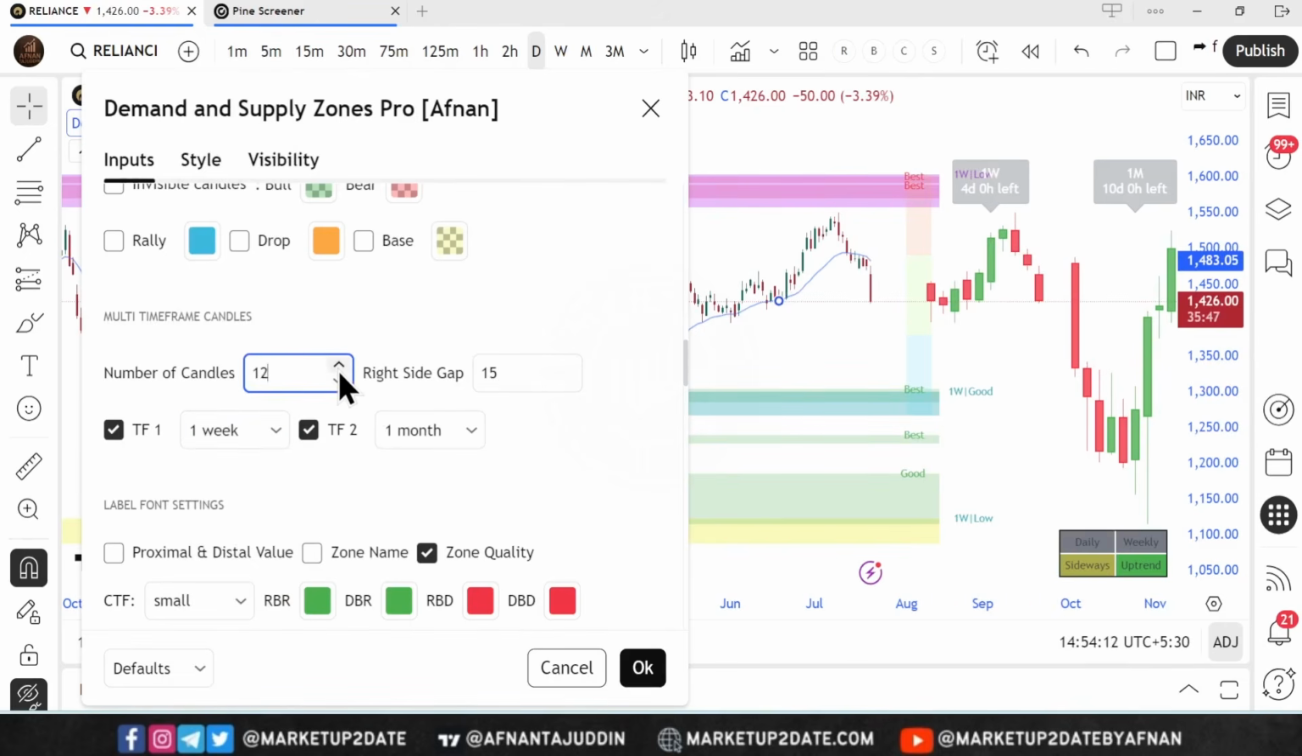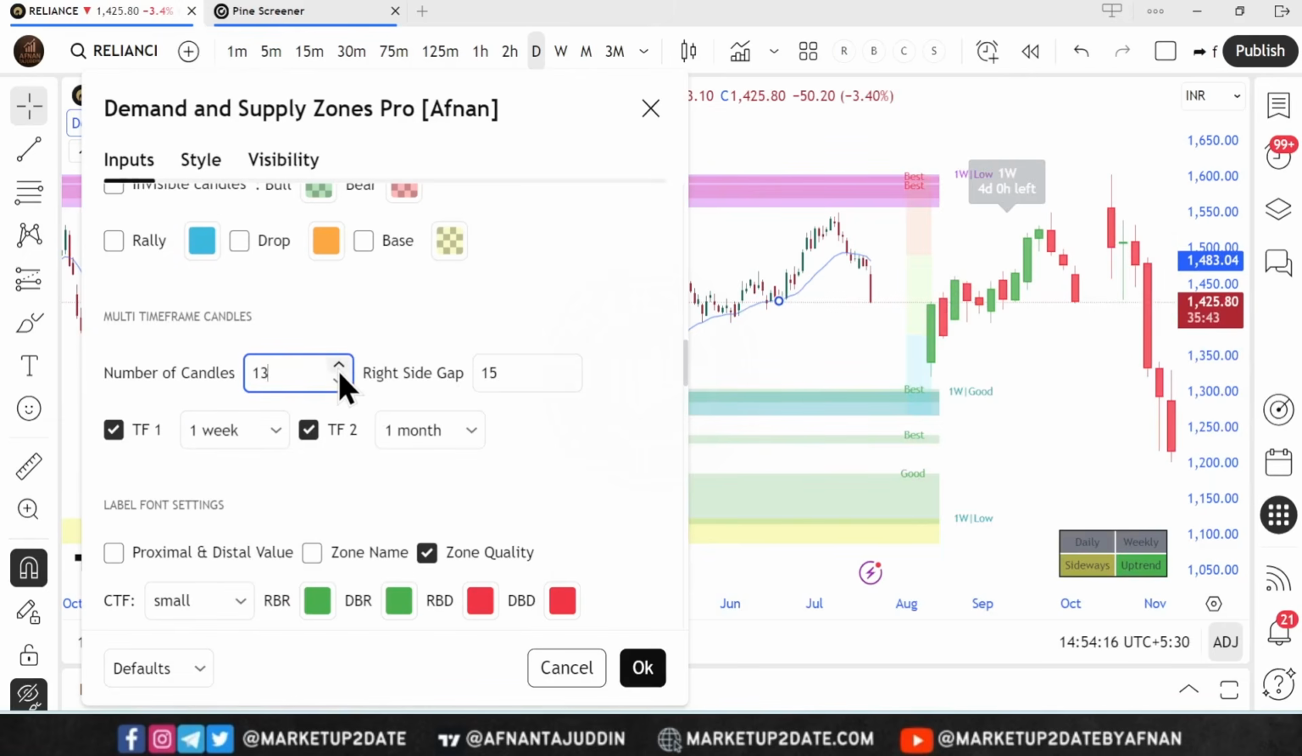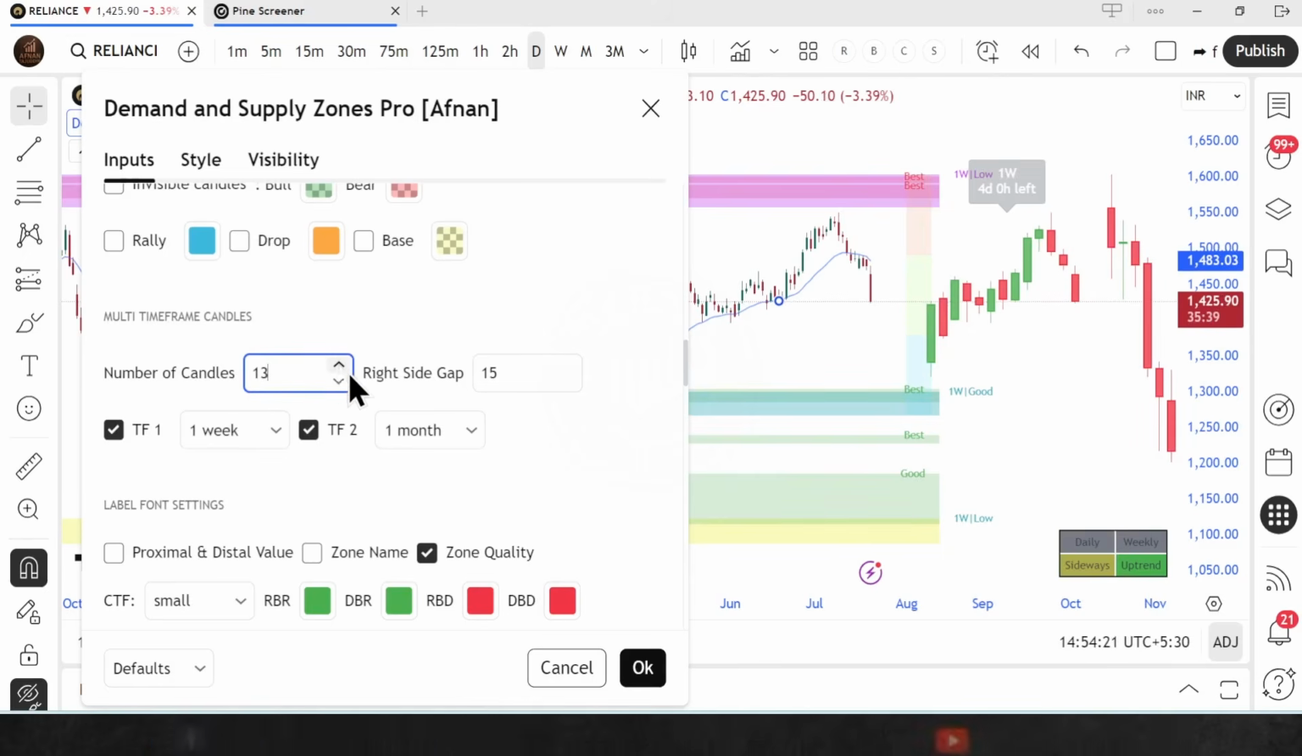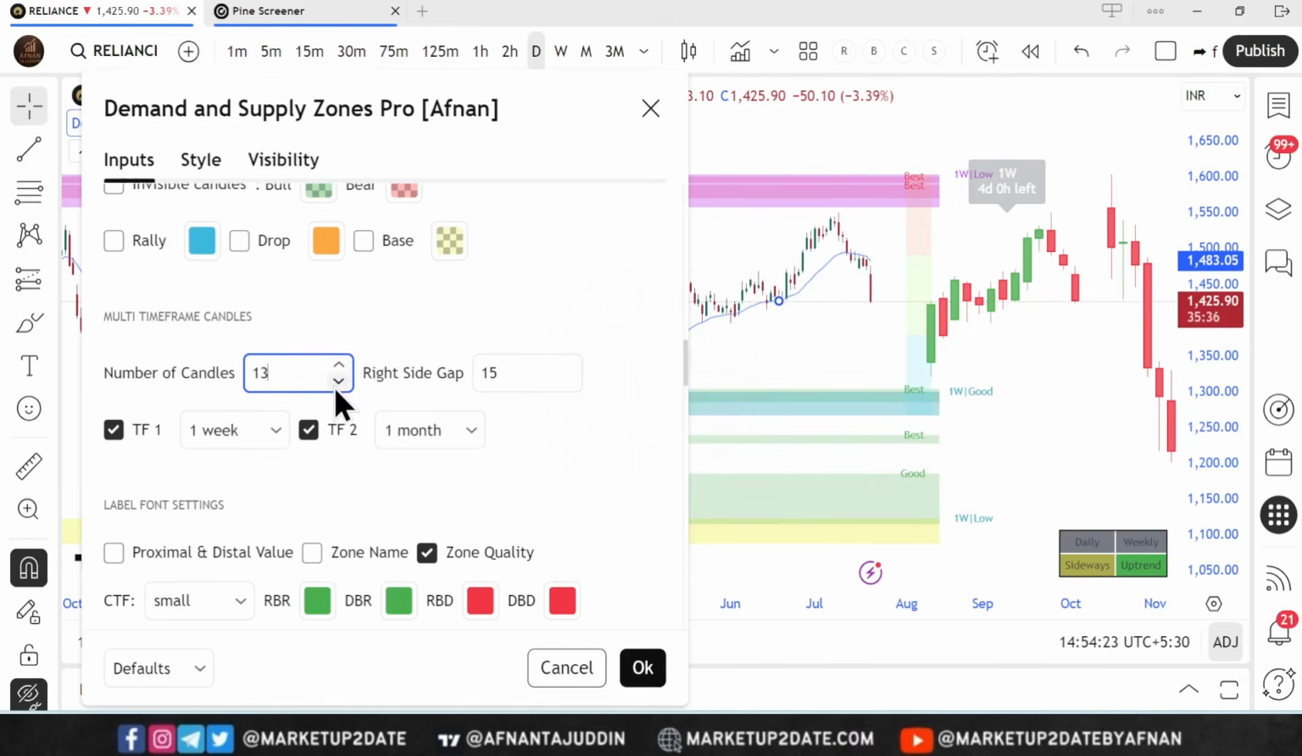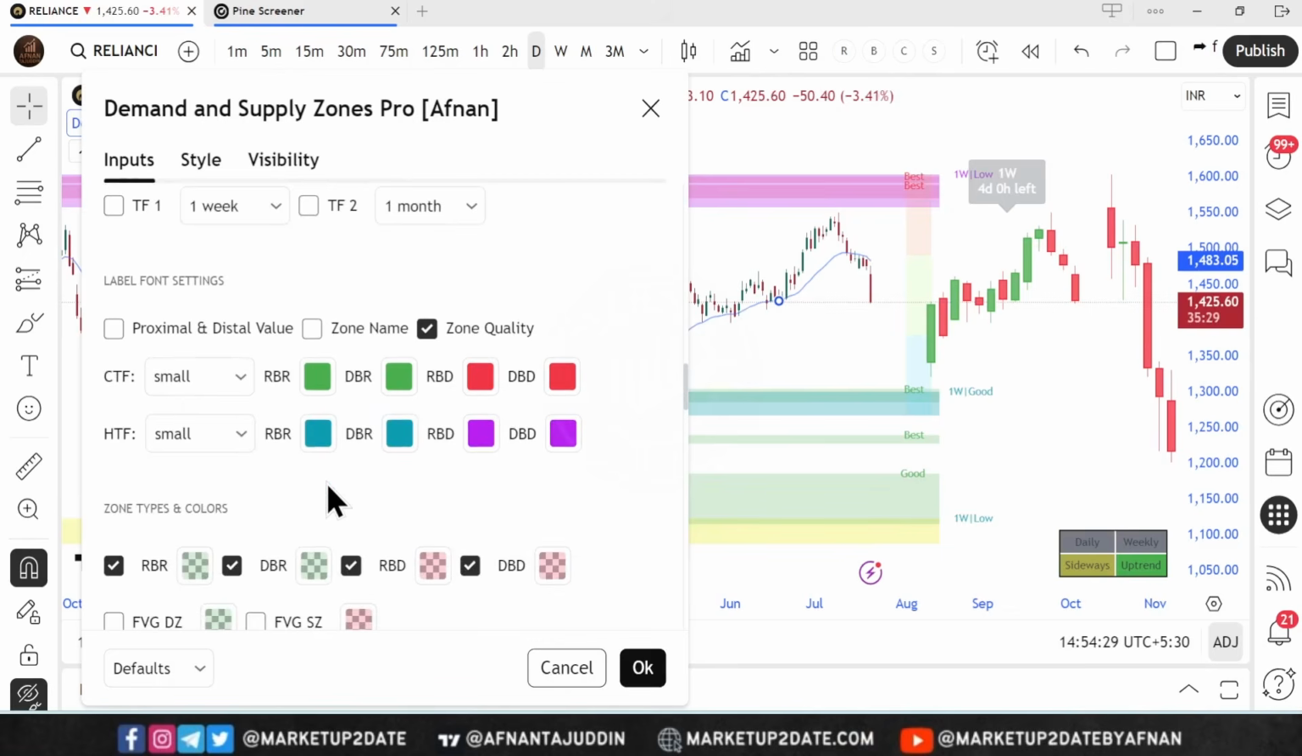This is perfect for monitoring higher time frame price action and critical candle closes without ever leaving your execution time frame. You can adjust the number of candles shown and their spacing to fit your screen. Label font settings and zone colors. These two groups give you full control over the aesthetics of the indicator.